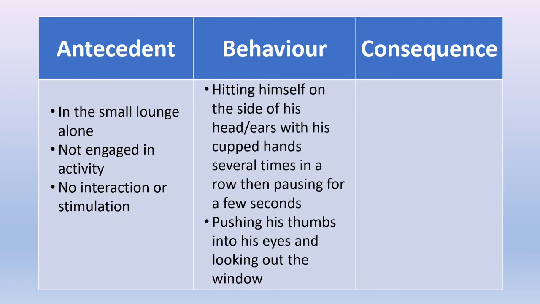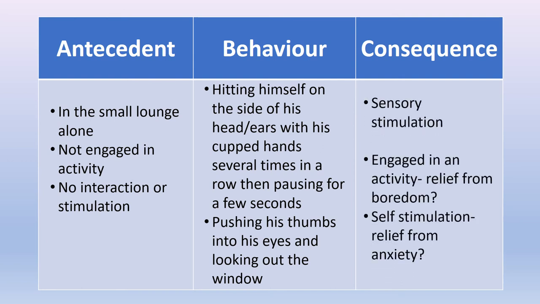Behaviours. We saw that he started by hitting himself on the ears and the side of his head with his hands that were slightly cupped. He then got up off the sofa and started pressing his thumbs into his eyes while looking out of the window. Consequences. Again, there were no immediate obvious consequences to the behaviour, so we think about what he might have been getting out of it. We know that he must have been getting some sensory stimulation. We also know that he was engaging himself in an activity and it was a stimulating activity.